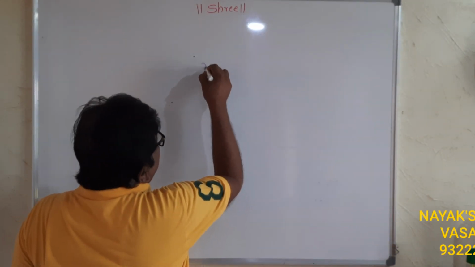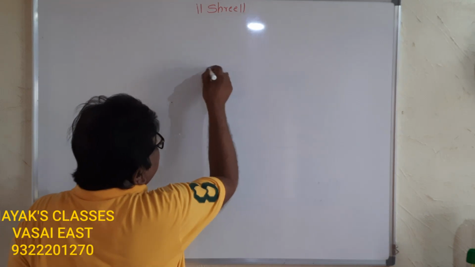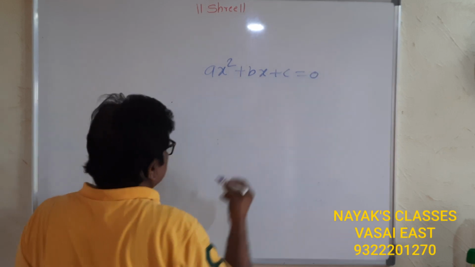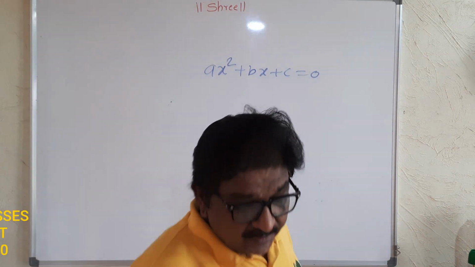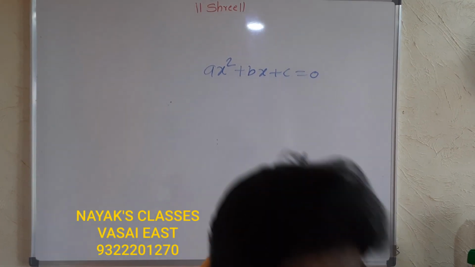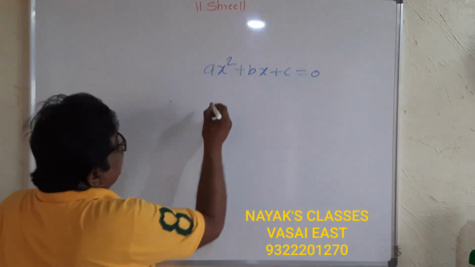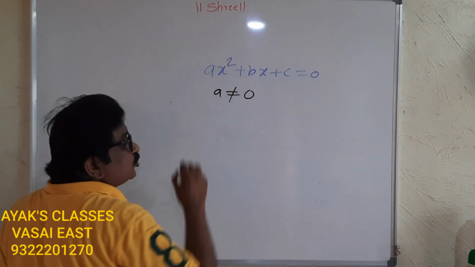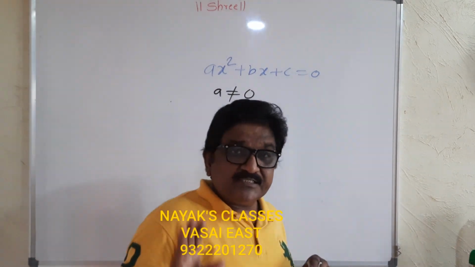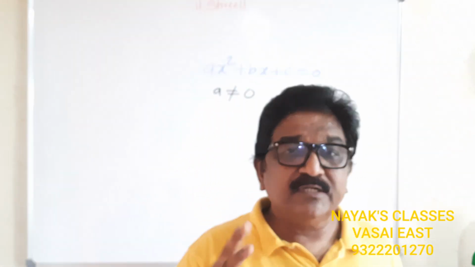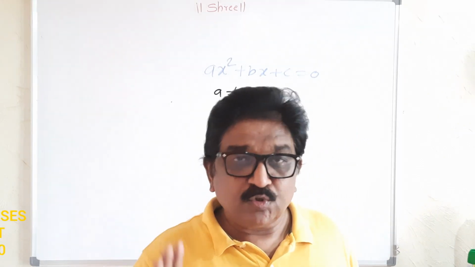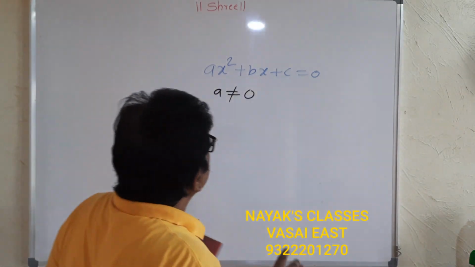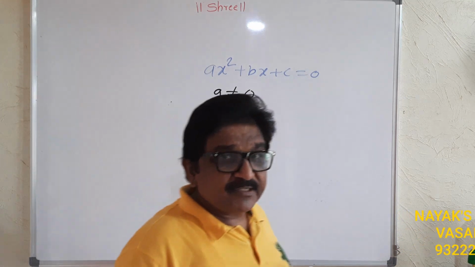Here the standard form of quadratic equation is ax square plus bx plus c is equal to 0. The condition is a should not be equal to 0. Otherwise the equation collapses and it will not be a quadratic equation. So remember, a should not be 0 in any case. This is the introduction of quadratic equation.